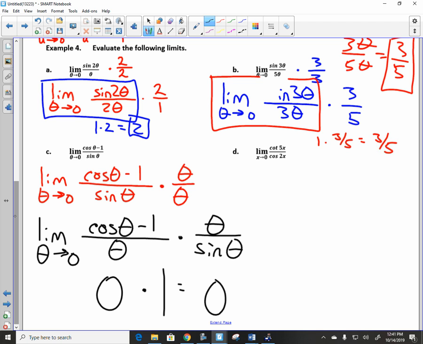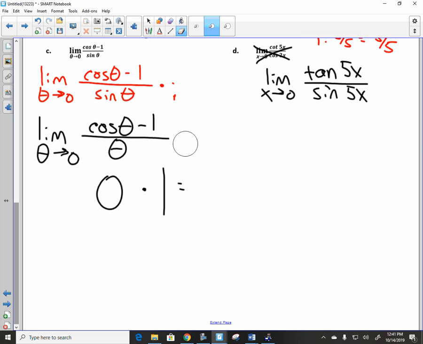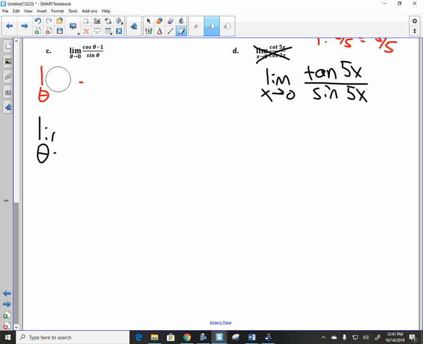So I'm going to change this one, our last one, to the limit as x goes to 0 of tangent of 5x over the sine of 5x. I'm changing it because I just was trying to make a point with the problem. Now, if you plug in 0, the tangent of 0 is 0, and the sine of 0 is 0. So we get 0 over 0, which is a big problem. We're going to work through it. Oh boy, any thoughts on what to do?